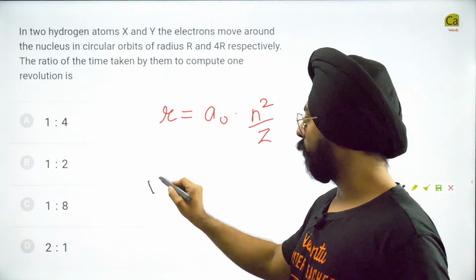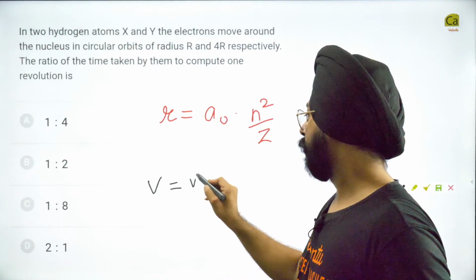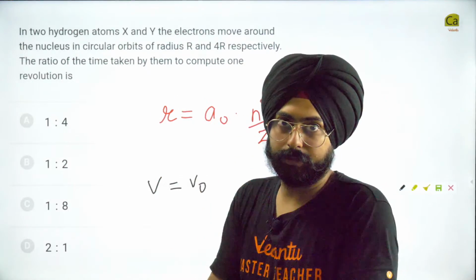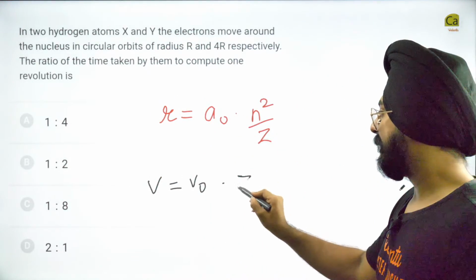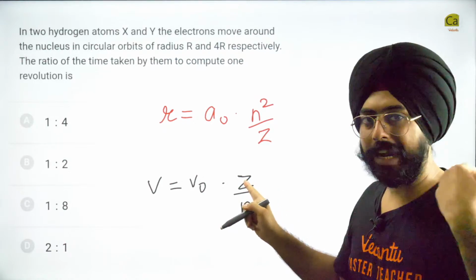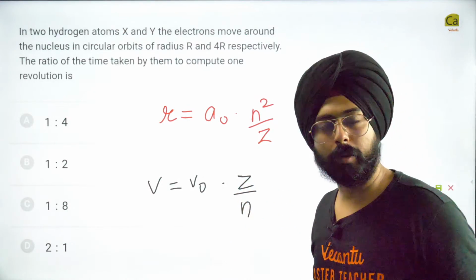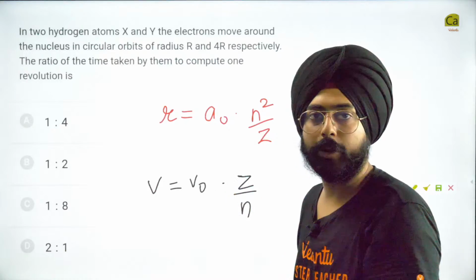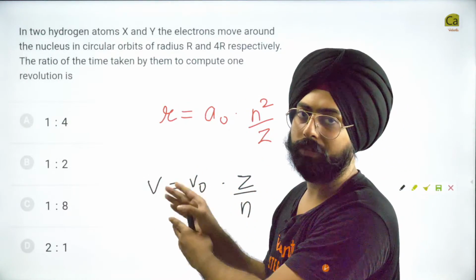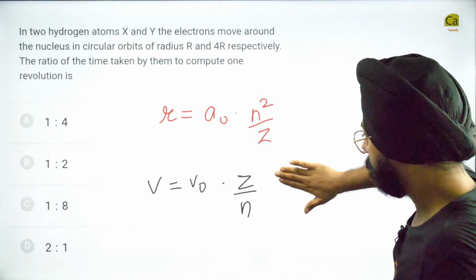And you know that velocity in any orbit is v naught, where v naught is the velocity of the electron in the first orbit, of course, into z divided by n. Z is the atomic number, n is the number of the orbit. Now, since we are talking about the hydrogen atom, these are formulas from Bohr's model of the atom. Please revise it if you've forgotten that.